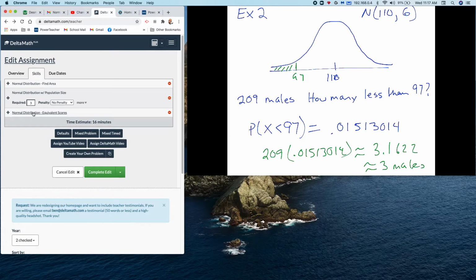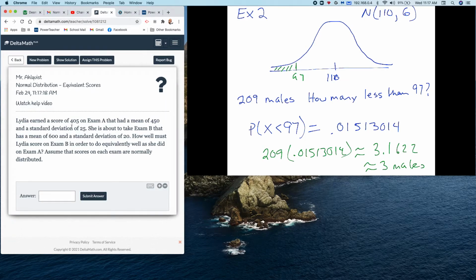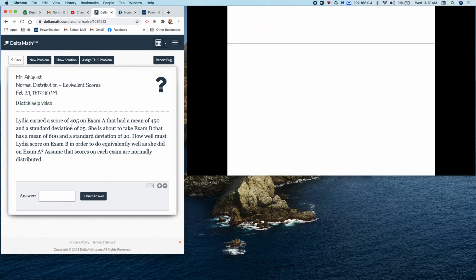So let's look at the last one. And the last one's a little bit of a stretch, right? This is the last one, and it's a little bit of a stretch from what we've been doing, because now we're comparing two different things, and we're going to stack them up, and kind of talk about what it looks like. So we got this first exam, exam A.